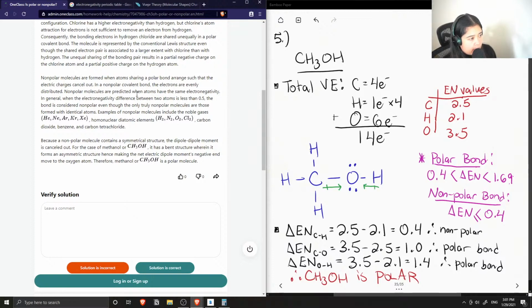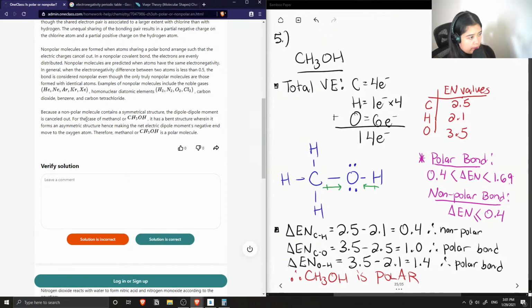Okay, so they have some nonpolar molecule examples as well. And because a nonpolar molecule contains a symmetrical structure, the dipole-dipole moment is cancelled out. For the case of methanol, it has a bent structure where it forms an asymmetric structure, hence making the net electric dipole moment's negative end move towards the oxygen atom. Therefore, methanol is a polar molecule. Yep, so this solution is correct.